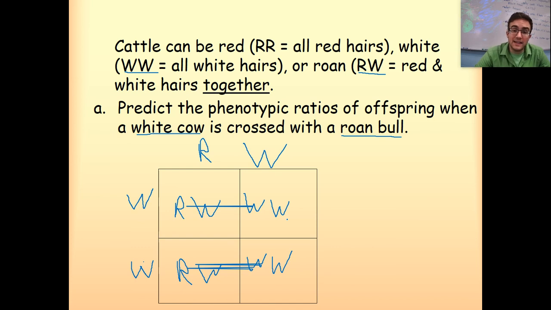The biggest thing is just recognizing the difference between incomplete and codominance. Make sure you understand the difference between the two. That incomplete is a phenotypic blending. So red and white gives us pink, so we don't see the red or the white. And then in codominance, we see both traits clearly expressed. So red and white, in codominance, we clearly see both red and white.